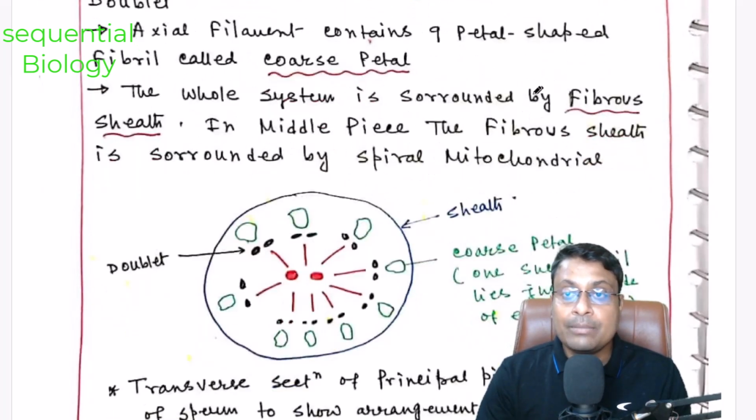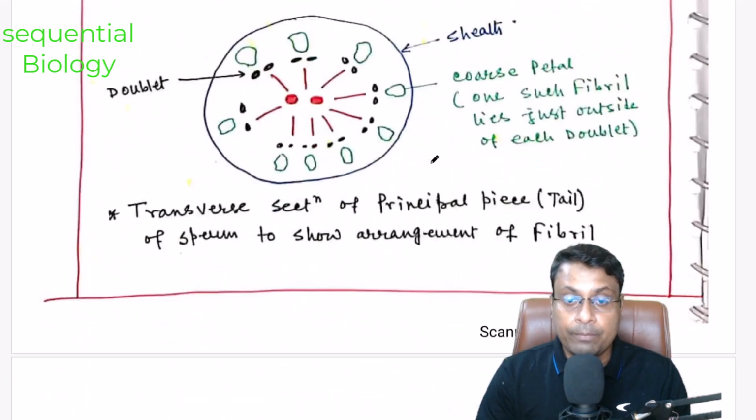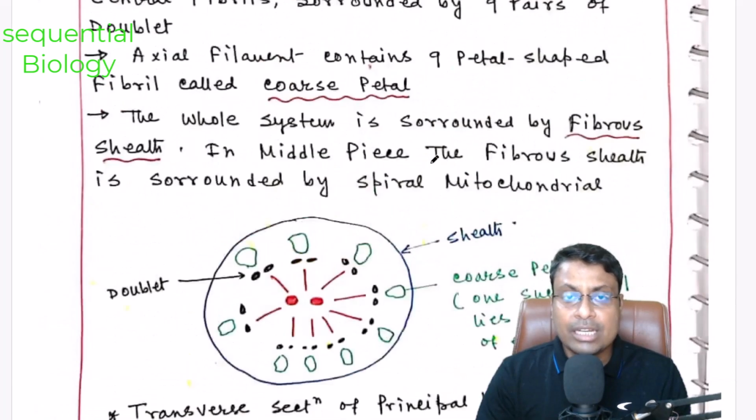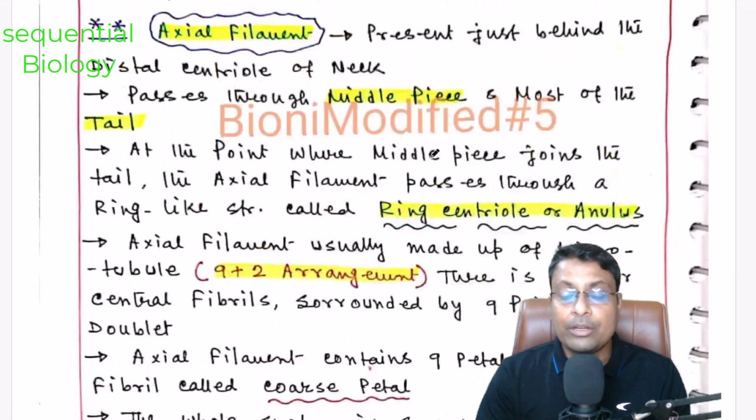The whole system is surrounded by a fibrous sheath. So the total system is surrounded by the fibrous sheath. In the middle piece the fibrous sheath is surrounded by spiral mitochondria. This is actually the structure of our male gamete or the spermatozoa.